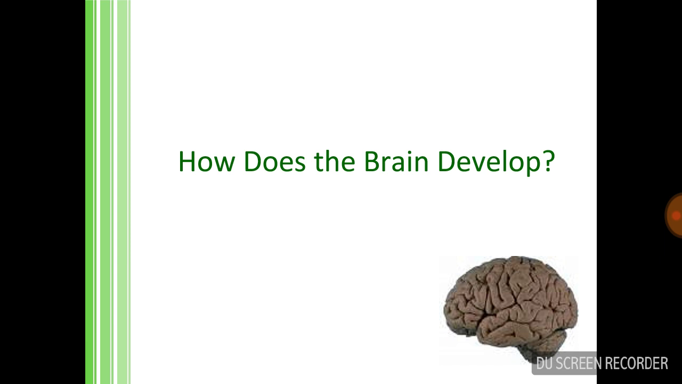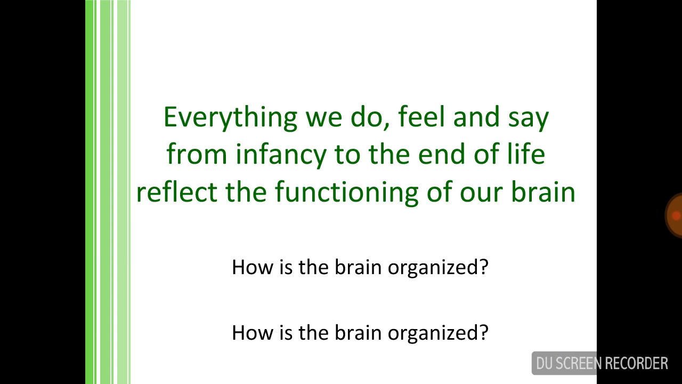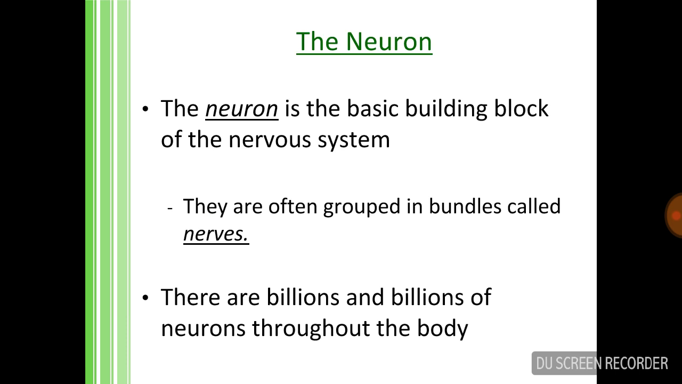To understand how neurological development occurs, we have to know about the brain and how the brain is developed. Everything we do, feel and say from infancy to the end of life reflects the functioning of our brain. How is the brain organized?